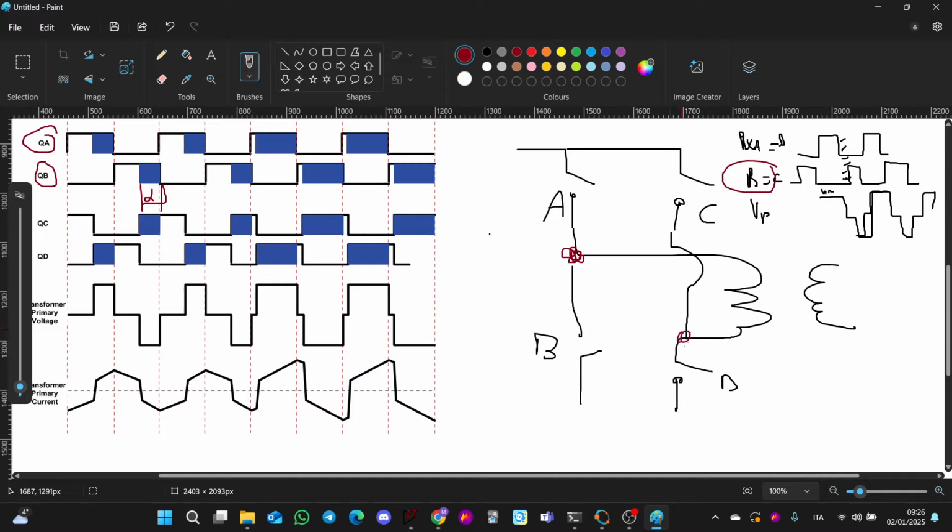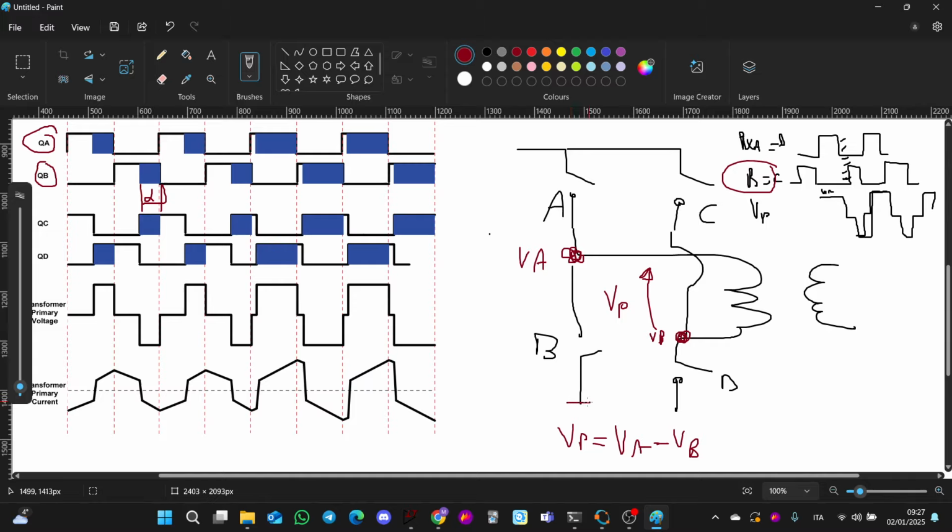You have this point here and this point here, okay? Sorry, not a short circuit. There is my mistake. We call this voltage here VP, and VP is equal to VA minus VB. This is A and this is B. Okay, VA and VB. Now, when QB is on and QC is on, C is closed and B is closed, and then D and A are open.